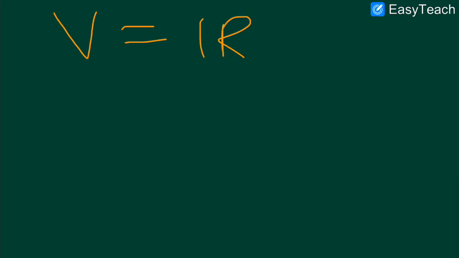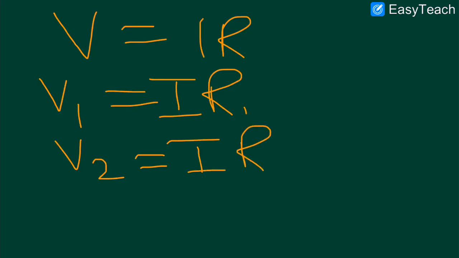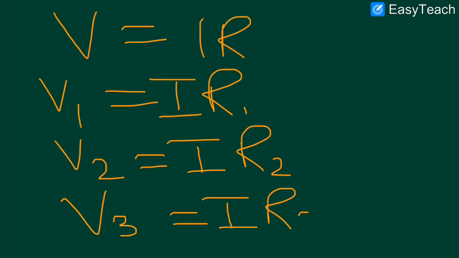From the diagram or from Ohm's law, let V1 be the potential difference across R1. So this will be equal to I into R1. Now V2, the potential difference across R2, will be equal to I into R2. And what about V3? This will be the potential difference across R3, so this will be equal to I into R3, because I is the same in all three resistors.